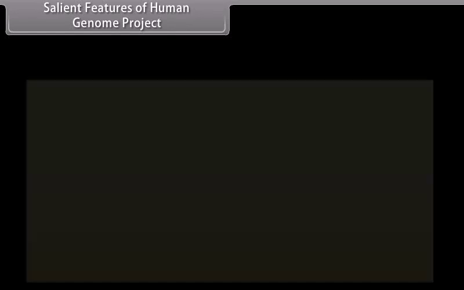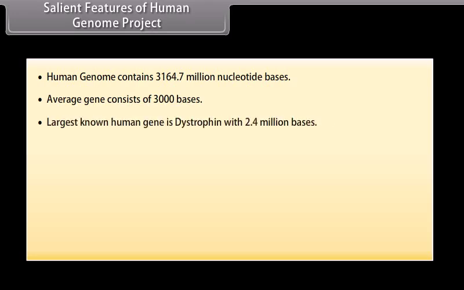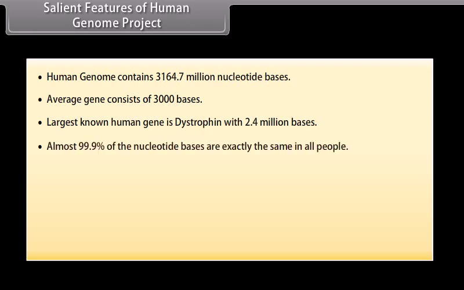Salient features of the Human Genome Project. The human genome contains 3,164.7 million nucleotide bases. The average gene consists of 3,000 bases. The largest known human gene is dystrophin with 2.4 million bases. Almost 99.9% of the nucleotide bases are exactly the same in all people.